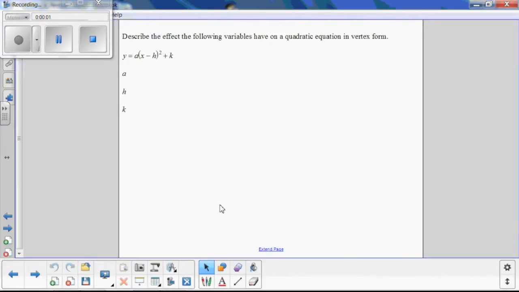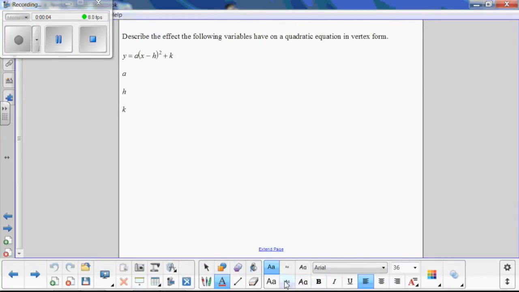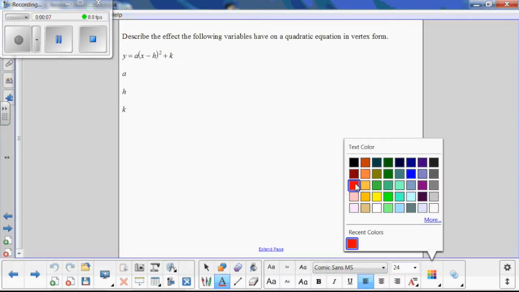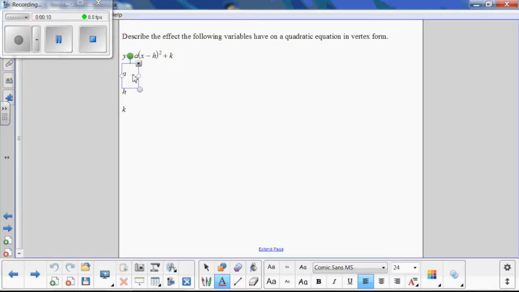Module 2 EOC review. The first thing we talked about in Module 2 was transforming quadratic functions. So we talked about how the a value reflects over the x-axis. It also stretches or compresses the function. The h value moves it left or right, and we always do the opposite of the sign we see. And the k value moves it up or down.